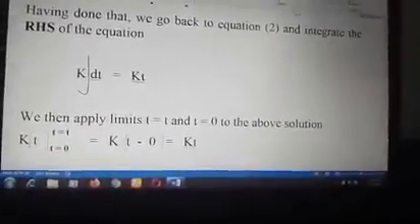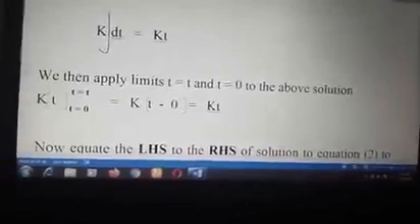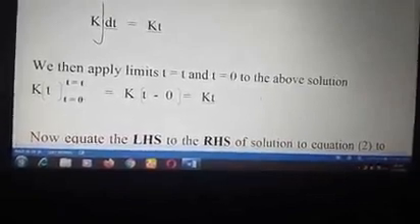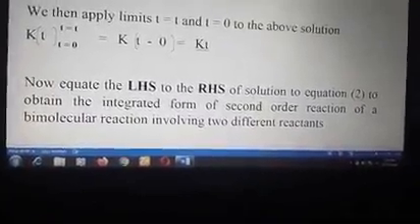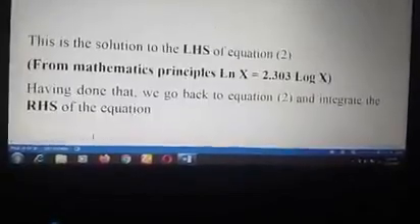We know in mathematics that ln of a number is 2.303 log of the same number. So having done that, we go back to equation 2 and integrate this expression k dt. If you integrate k dt, you still get kt, as we explained before. We now apply the limits t equal to t and t equal to 0. Replace t as t and replace t as 0. We have k into t minus 0, giving us kt. We now equate the left hand side to the right hand side. The left hand side is this one we have already done, and we equate it to kt.